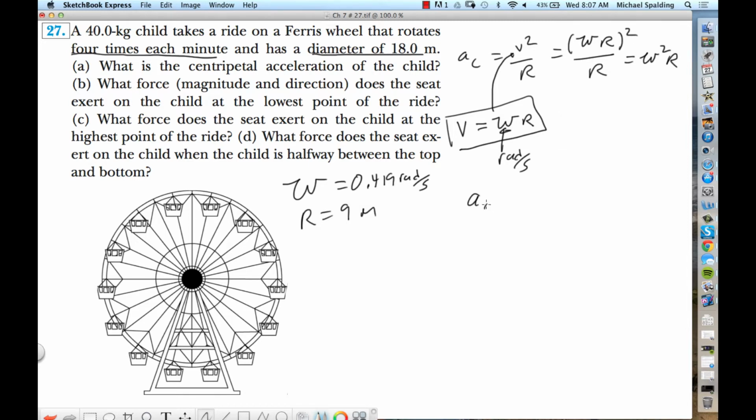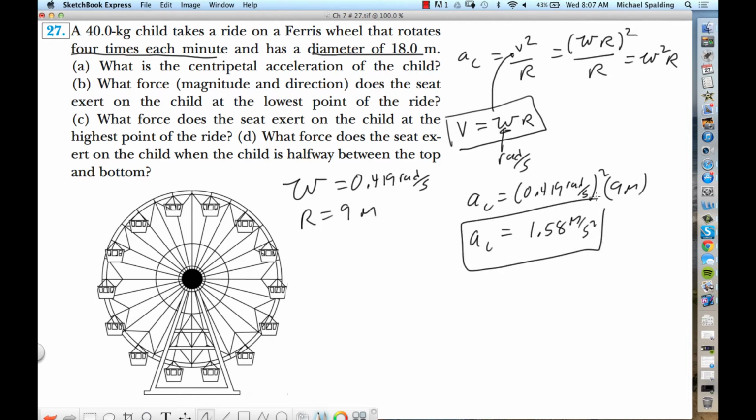So plugging into that, our angular velocity is 0.419 radians per second, squared. The radius is 9 meters. This gives a centripetal acceleration of 1.58 meters per second squared. Okay, that's the answer to A.